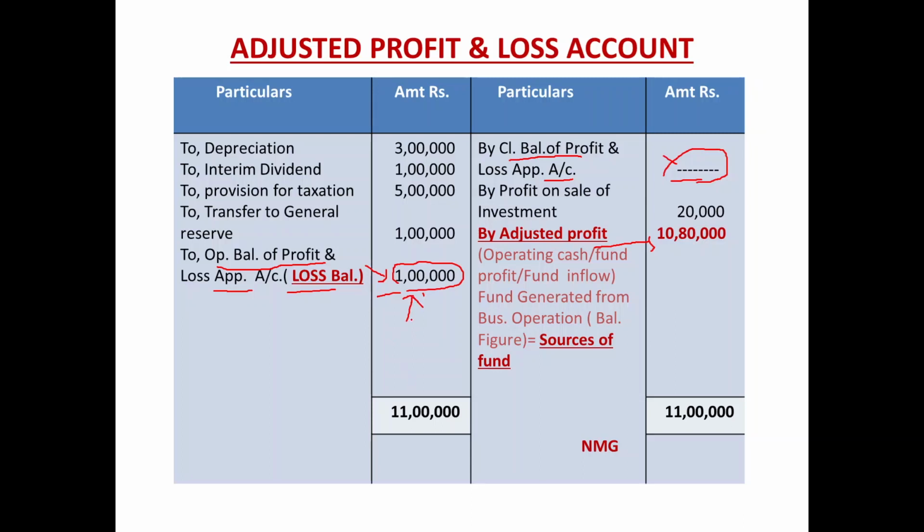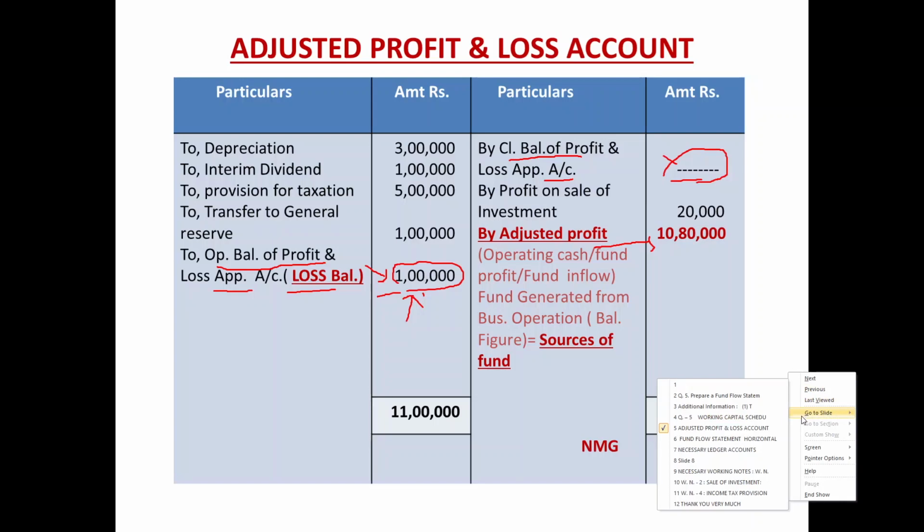And now, the conversion of this net profit into fund profit, cash profit generated from business operation, we are going to start by taking the additional information points and then afterwards the reading of the balance sheet. I hope this point is very clear, how to report the debit balance, the loss balance of profit and loss appropriation account given in the balance sheet.